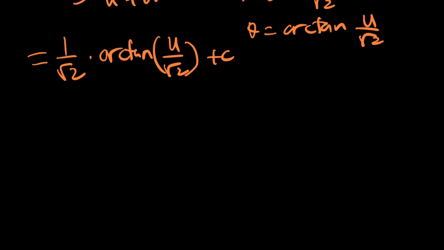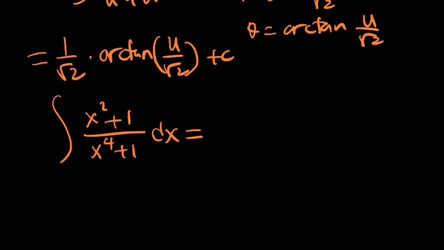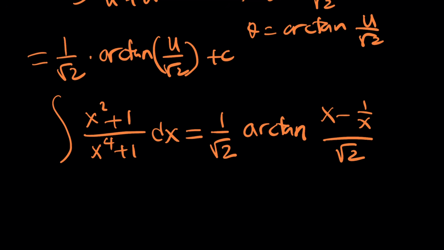So as a result, we have the solution: the integral of x squared plus 1 divided by x to the 4th plus 1 dx is equal to 1 over root 2 multiplied by arctangent of x minus 1 over x, divided by root 2, and at the end, of course, do not forget the plus c. Obviously, this is a much faster method, but the key is to be able to recognize that u equals x minus 1 over x is going to be helpful in these scenarios.